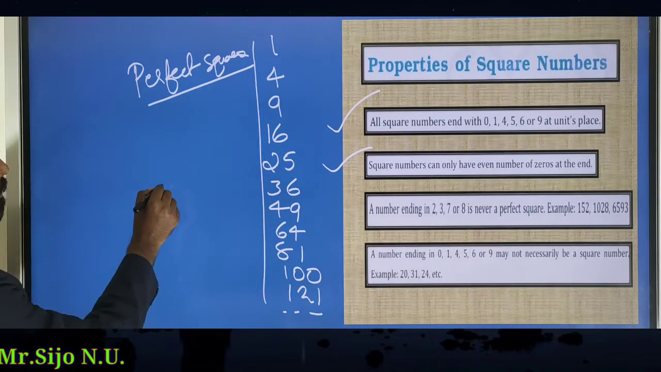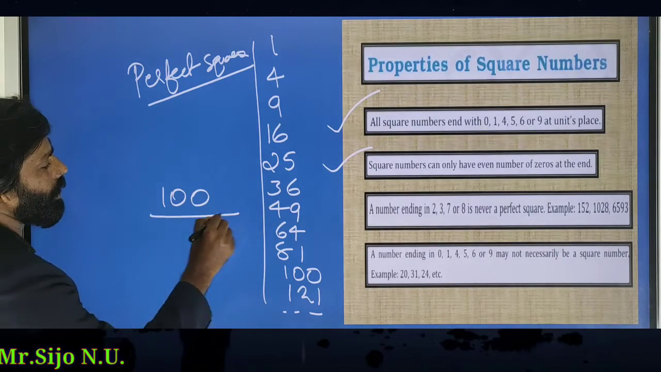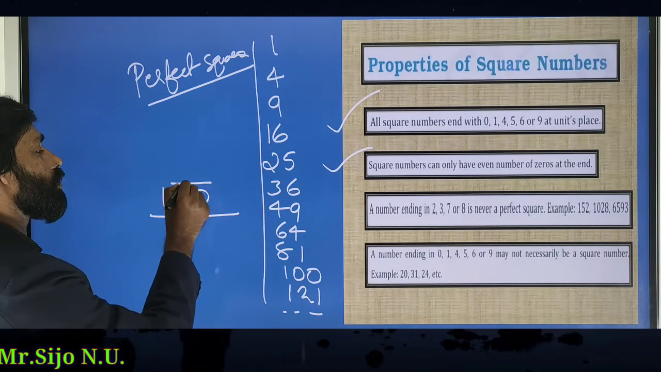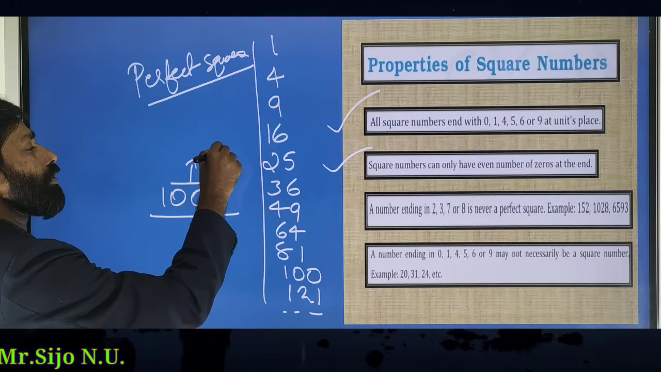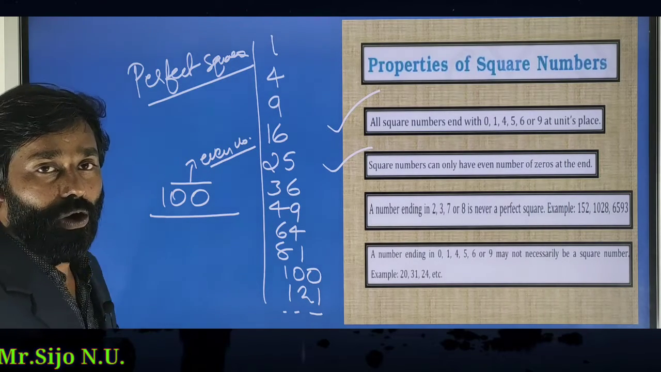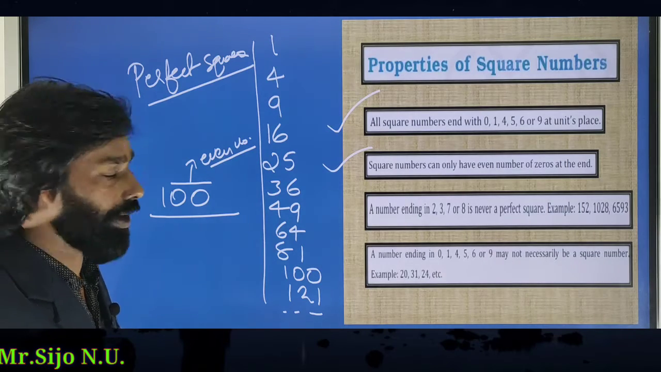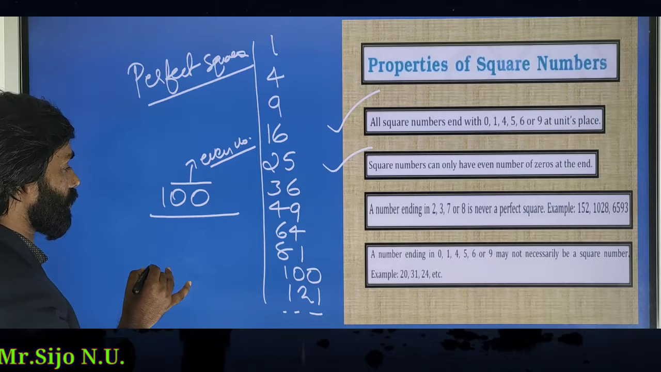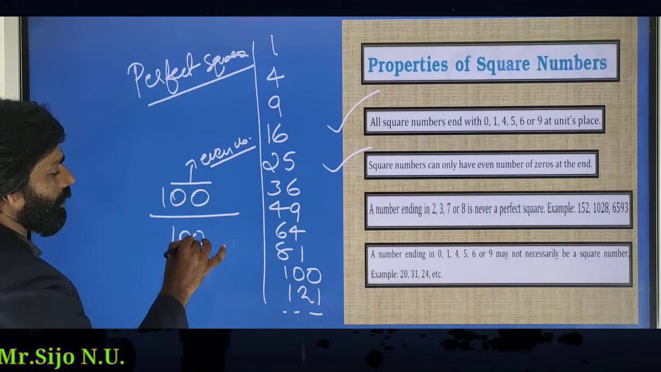Suppose we are getting a number 100. We know this number ends with 2 zeros, right? So we can say an even number of zeros. If it is a square number or perfect square, definitely it ends with an even number of zeros. Okay. Then just take another example.